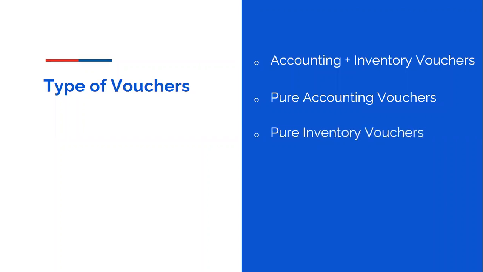Next, pure inventory voucher. Pure inventory voucher means vouchers that affect inventory only. These vouchers will not affect the accounting, like material issue to party, material received from party, stock transfer between godowns. From these vouchers, you know that only inventory will be affected, not accounts. If you are issuing material to someone, then only stock will decrease. Inventory will decrease, but there is no effect on account.